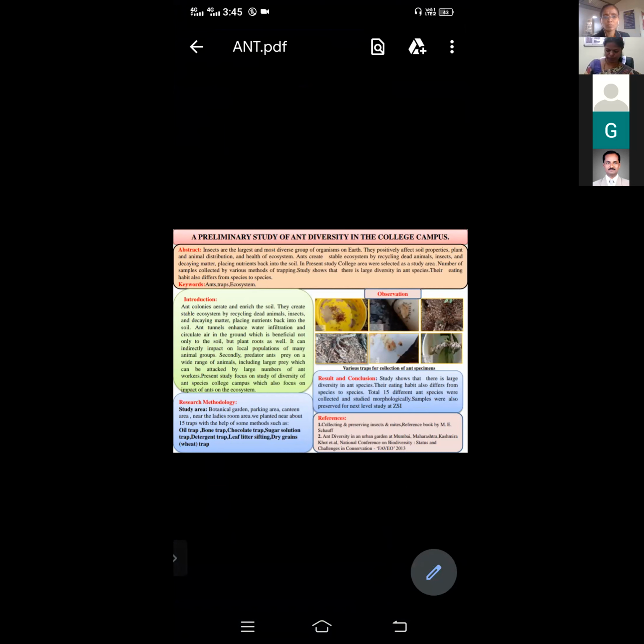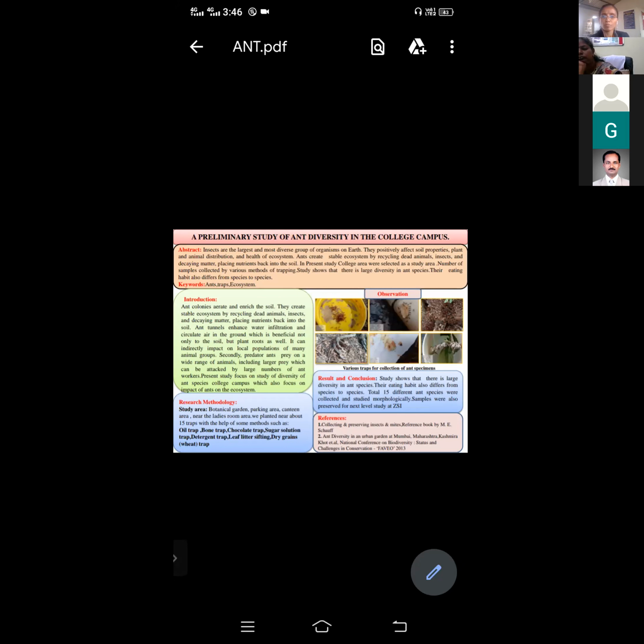In our ecosystem, every part of ecology is very important for a constant environment, and ants are also part of ecology, which helps to irrigate soil, improve drainage, improve soil chemistry, disperse seeds, and prey on pests. In our college campus area, we planted about 15 to 20 traps to know how many kinds of species we could find, using methods like oil trap, bone trap, chocolate trap, sugar solution trap, detergent trap, etc.